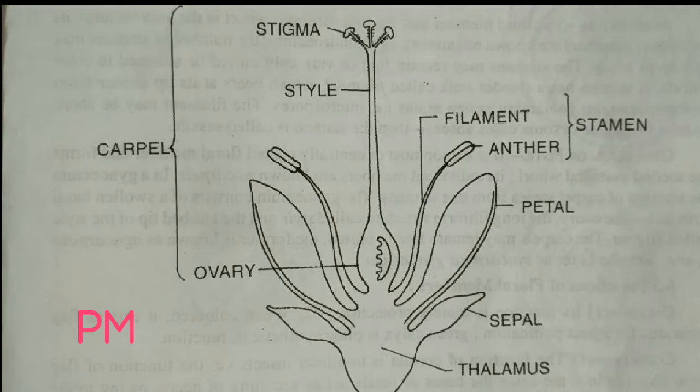In our previous class, we discussed the pollination procedure. They are of two types, self-pollination and cross-pollination. In today's class, we will read about the procedure after pollination, how pollen and pistil interact.